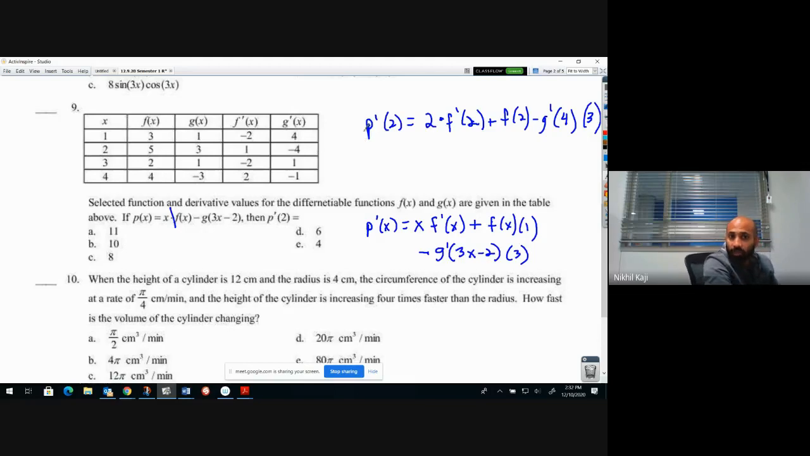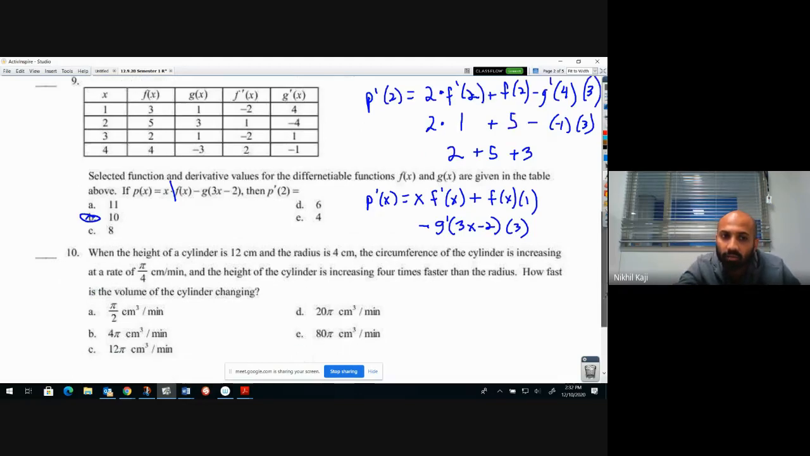So now the table. We're not going to use all of these. They give you a bunch of them to mess with you. All we're using is these. So that's 2 times f prime of 2, which is 1, plus f of 2, which is 5, minus g prime of 4, negative 1, times 3. So that's 2 plus 5 plus 3. Ends up being 10. There we are.